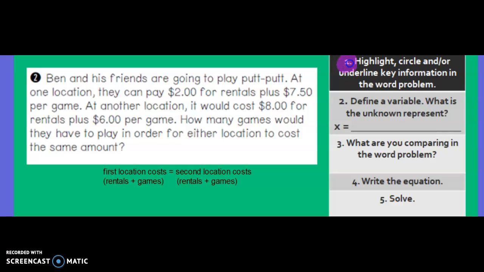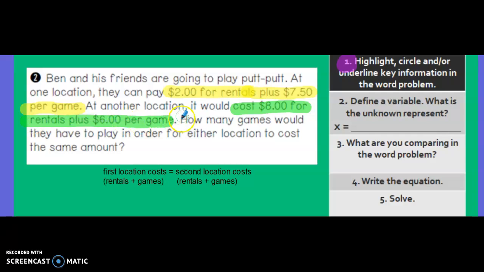So let's go ahead and do step number 1. Let's highlight some key information. First, it says they can pay $2 for rentals at the first place, plus an additional $7.50 per game. Now, let's look at the second place. At the second location, it costs $8 for the rentals, plus $6 per game.